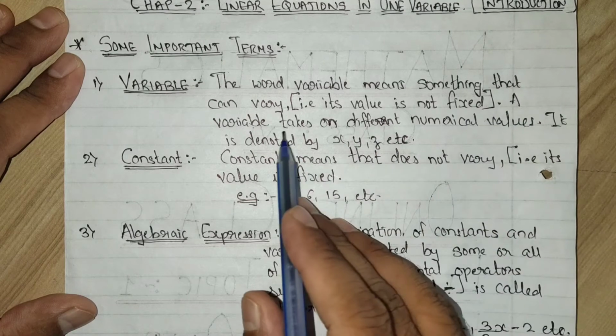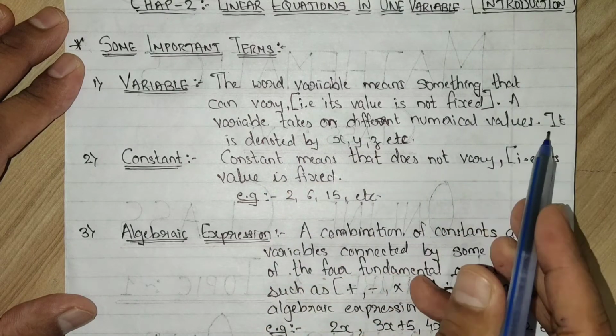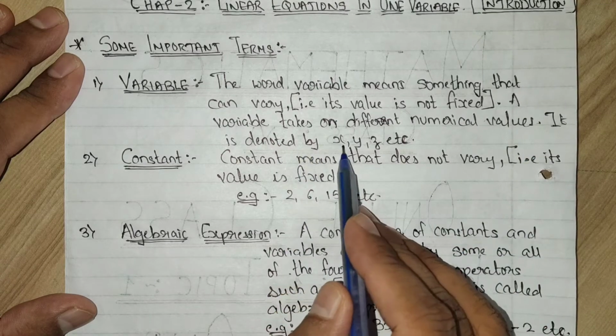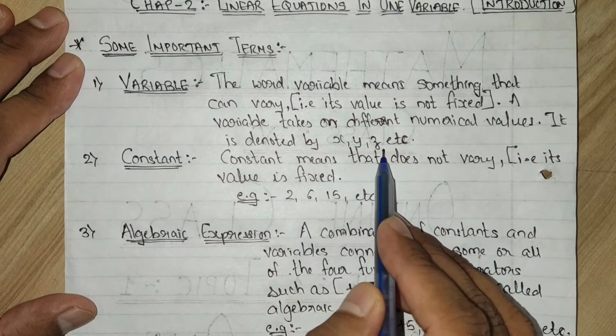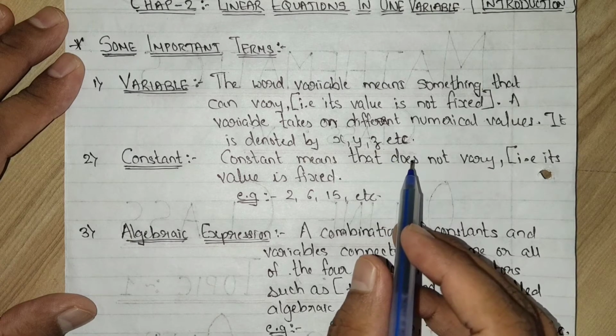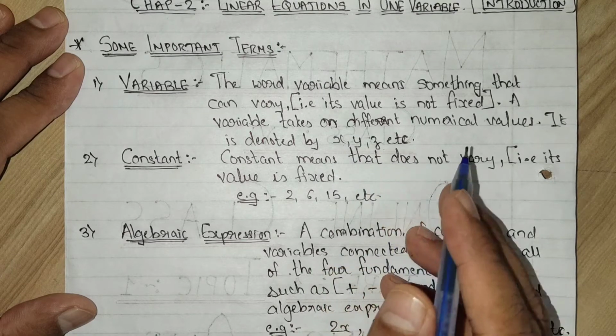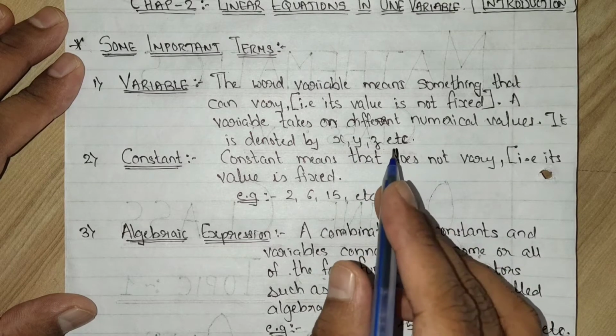A variable takes on different numerical values. It is denoted by x, y, z, etc. Not just only x, y, z. It can take T, U, V, S, any alphabet.